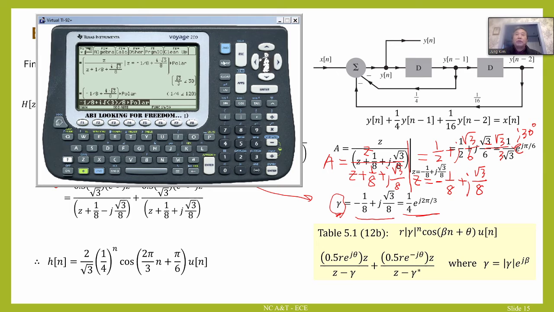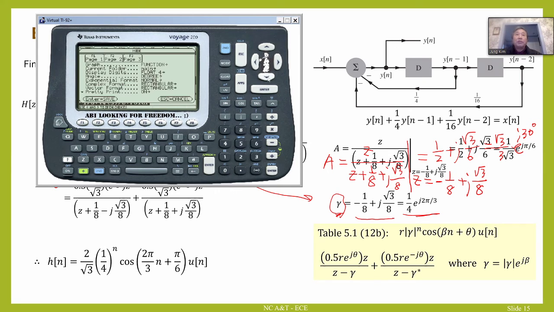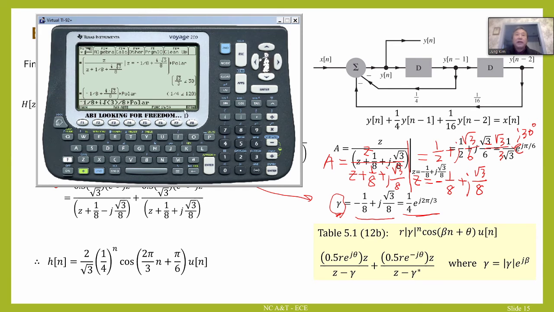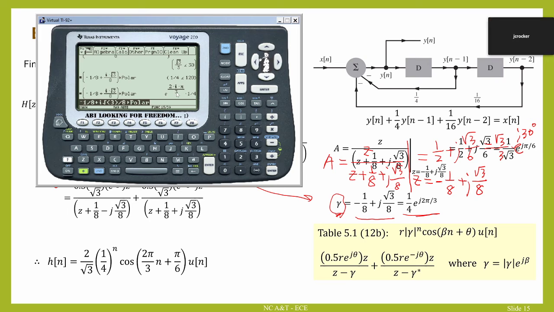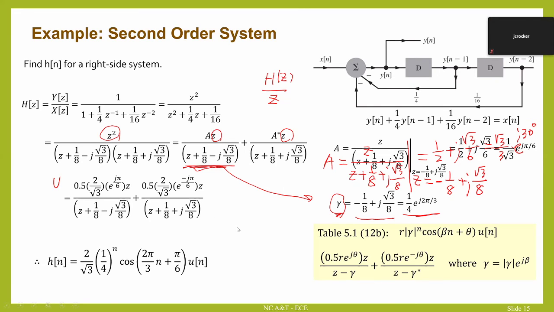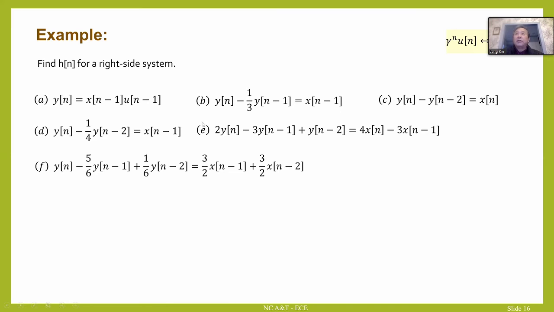120 degrees. The reason is I set the mode to degrees. If I set it as radians, then you get the magnitude 1/4 and e to the j 2 pi over 3. Cool. Thank you. Instead of by hand, I strongly recommend using a calculator: no error, faster, more accurate.